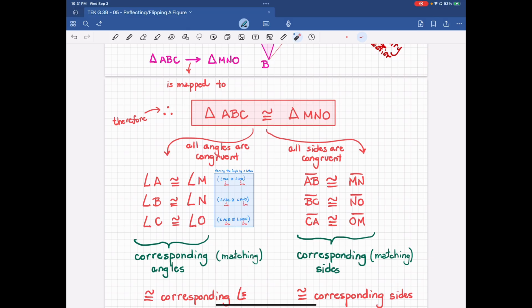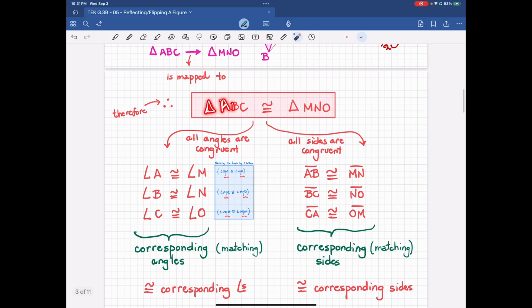Because this is a congruence transformation, I know that these two triangles are congruent. I know that triangle ABC has to be congruent to triangle MNO. Now, if I know that these two triangles are congruent, I know that all the angles are congruent, and I also know that all the sides are congruent. So I'm just going to write down what those congruent angles are.